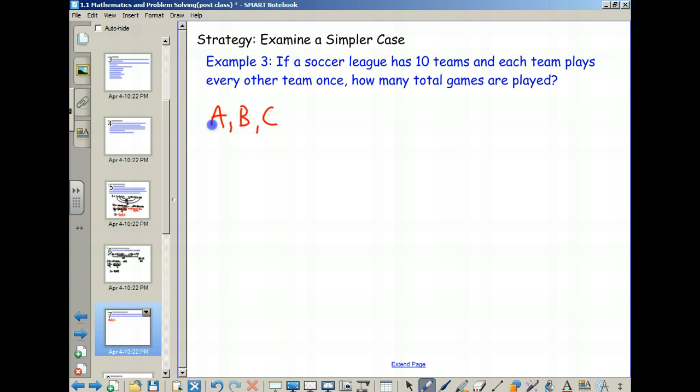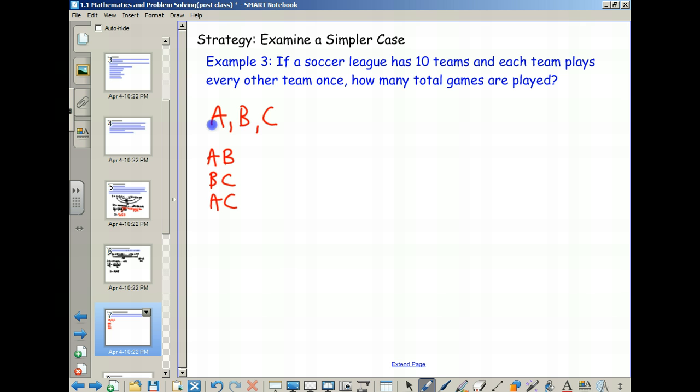Okay? Well, I could have teams A and B play each other. I could have teams B and C play each other. And I could have teams A and C play each other. Now, do I need to also write down BA, CB, and CA? No. They're still playing each other, right? So this is playing each other one time, and it doesn't matter who's the home team or the away team. They've still played the game. All right, so I ended up with 3 teams, and they played 3 games. So is it just 10 games?